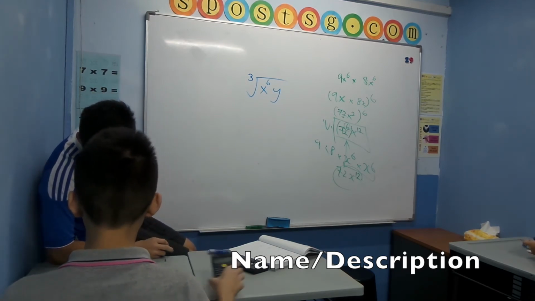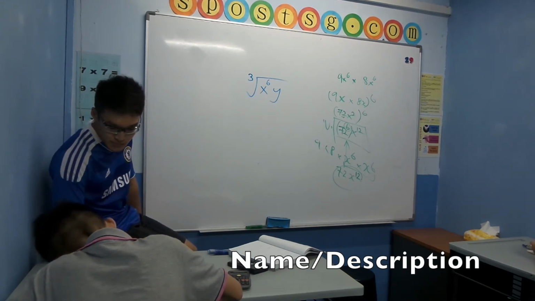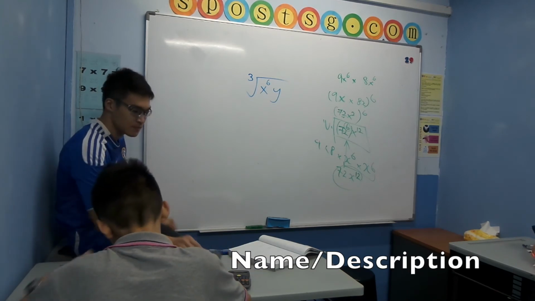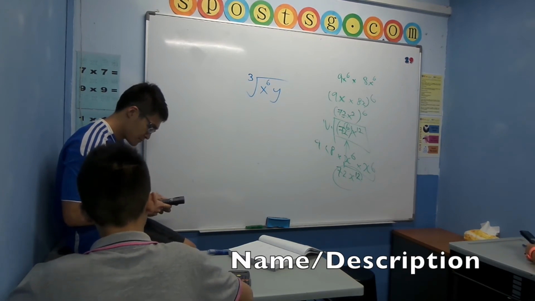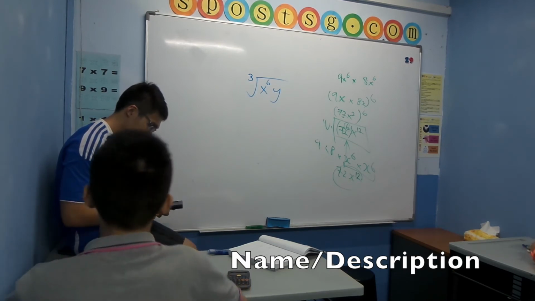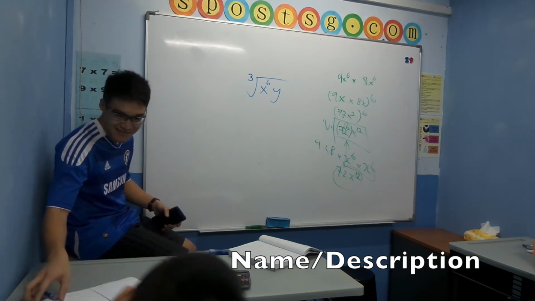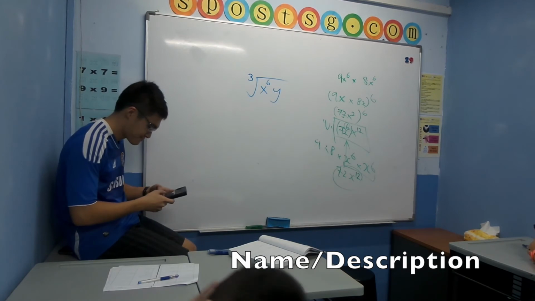1 over 6. Equal y is equal to 1 over 6. Correct. No, it's actually positive. Yeah, 1 over 6. X squared y to the power of 1 over 6. You sure? Yes, I think so.